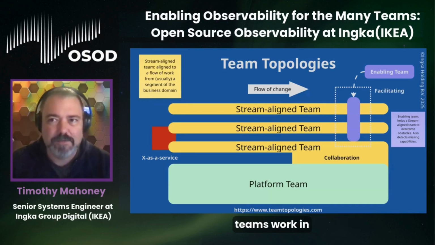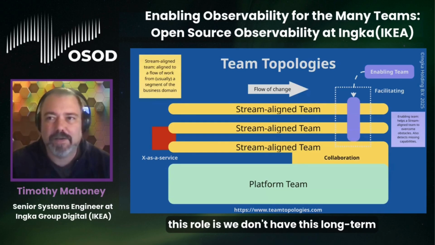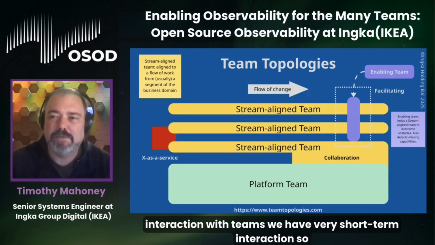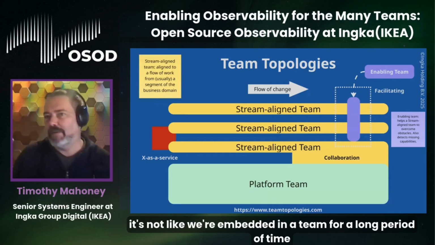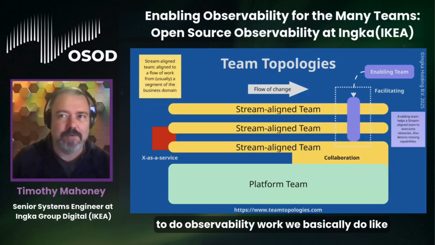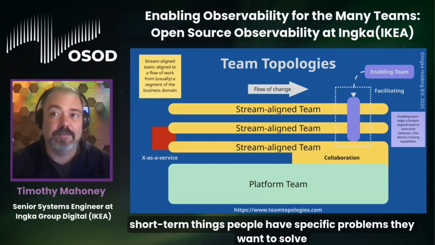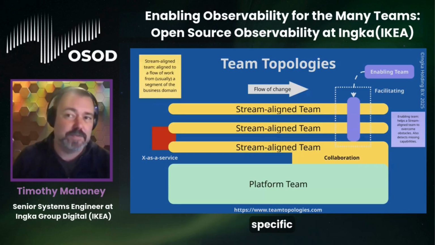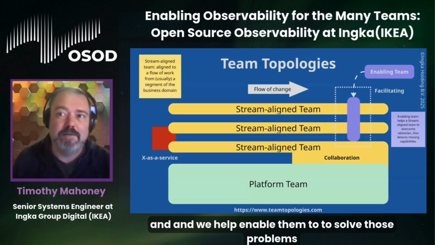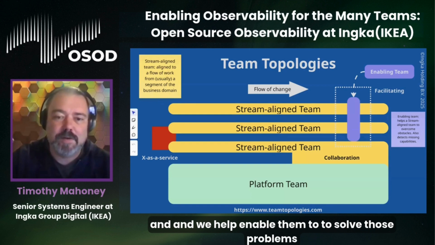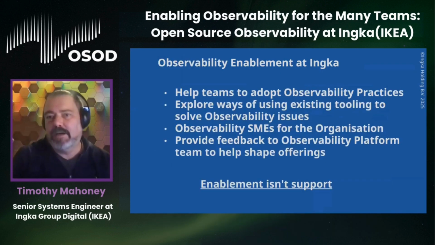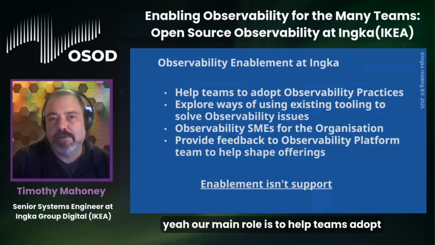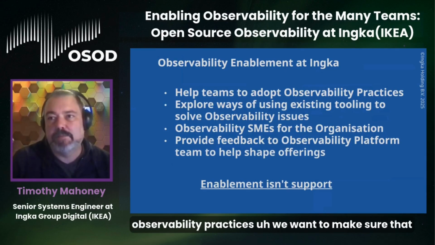Part of the way teams work in this role is we don't have this long-term interaction with teams. We have very short-term interaction. So it's not like we're embedded in a team for a long period of time to do observability work. We basically do short-term things. People have specific problems they want to solve or specific needs from the platform, and we help enable them to solve those problems. So observability enablement at Ingka, our main role is to help teams adopt observability practices.